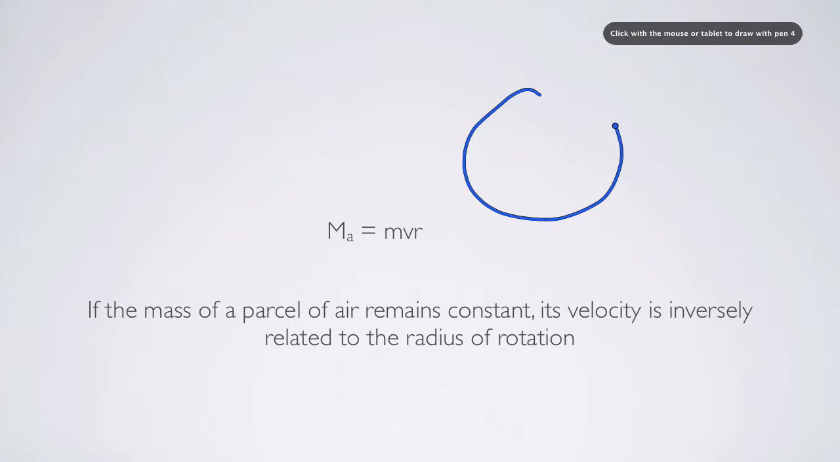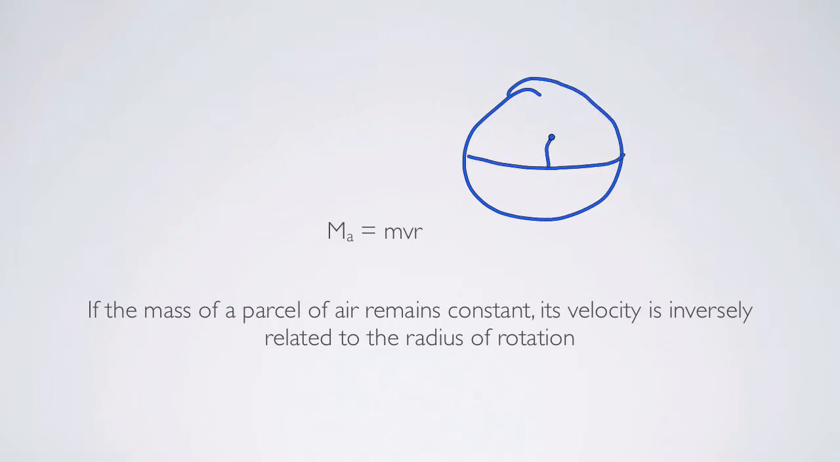And so if this is the Earth here, and here's the equator, and a parcel of air moves north, then as it moves north, that radius of rotation decreases. And as a consequence, its velocity has to increase. That causes it to be redirected to the right because it starts moving faster and faster and faster.